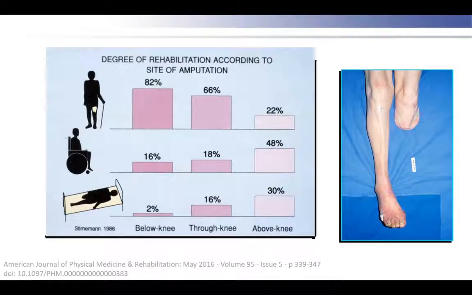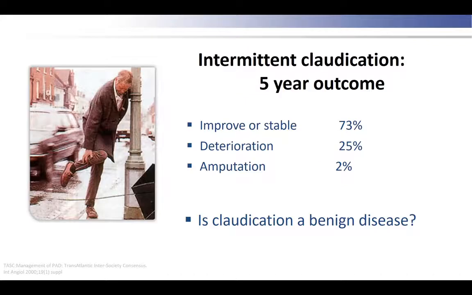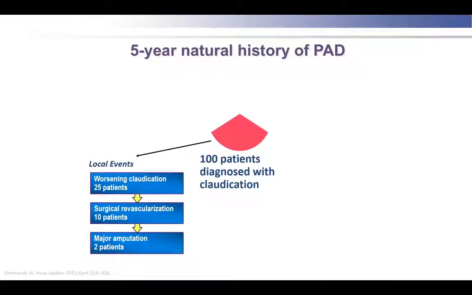So what about the big thing, modifying cardiovascular risk? Well, for many years, people really ignored this. They said, look, here's your outcome for your patients. Hardly anybody gets to amputation, and some may deteriorate, but actually it's a fairly benign disease. And if you look at the 100 patients diagnosed with claudication, you really have a very good outcome.